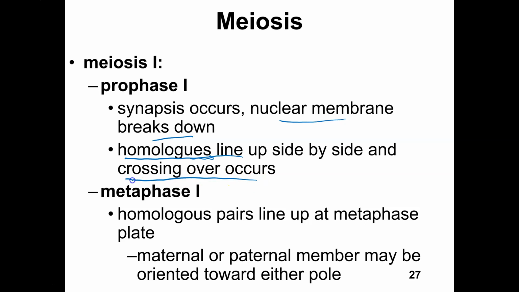This is unique to meiosis. It does not occur in mitosis, and it only occurs in prophase 1. So we'll talk about crossing over in a little bit. But what crossing over does is it shares genetic information from dad and mom's chromosomes with each other. Then we go through metaphase 1.